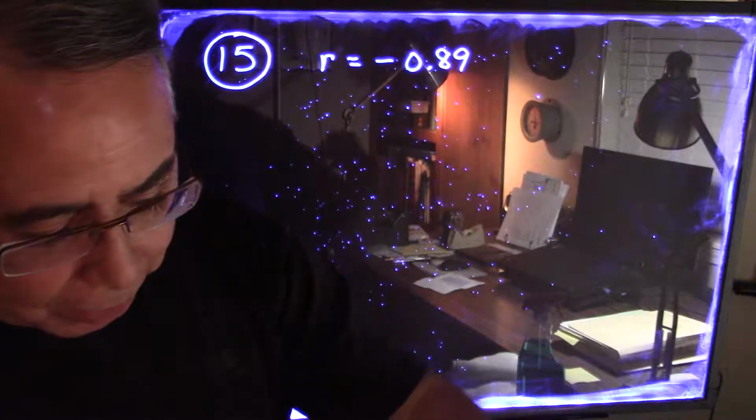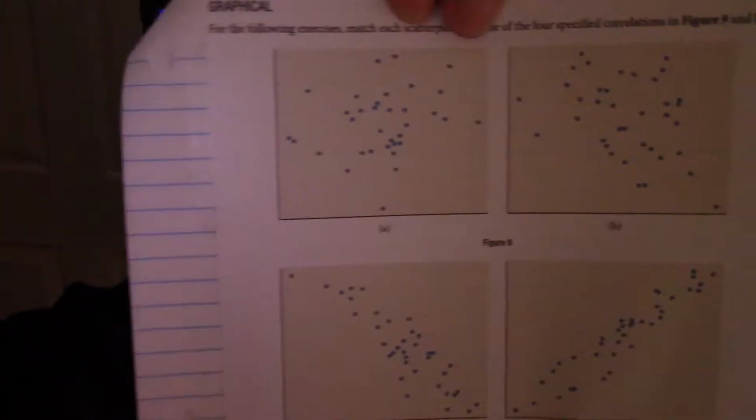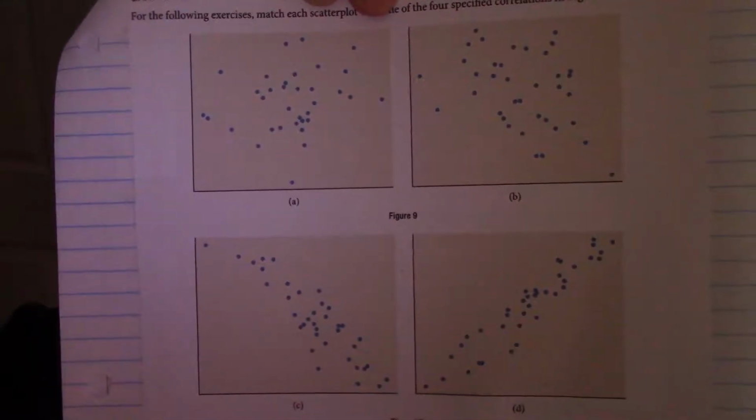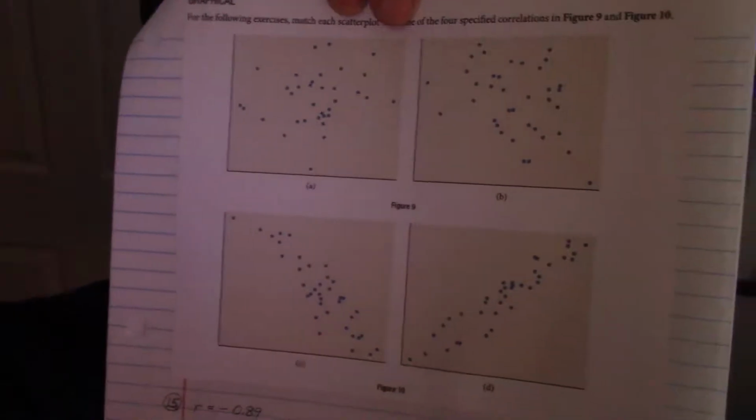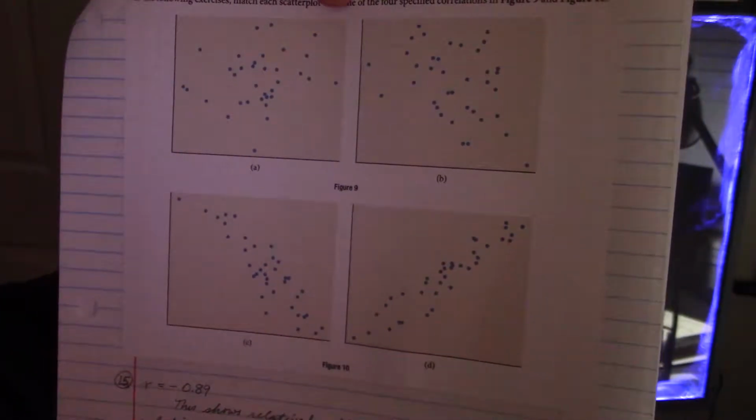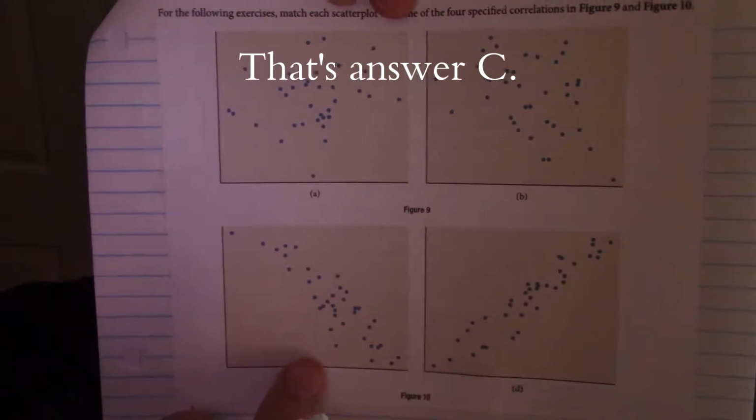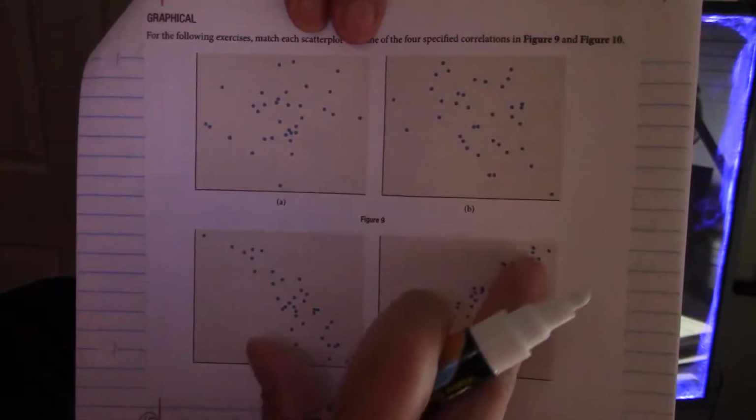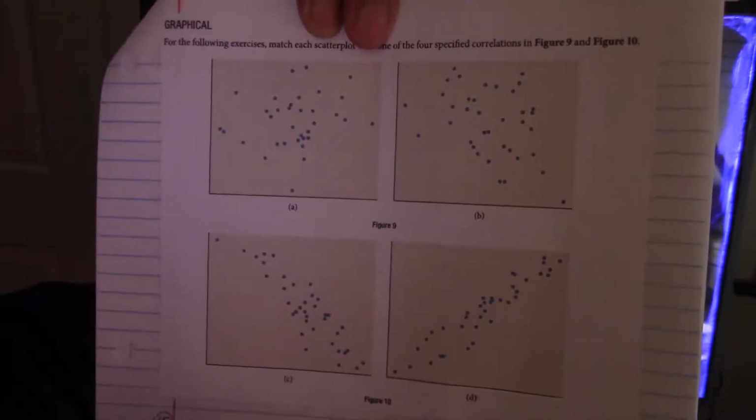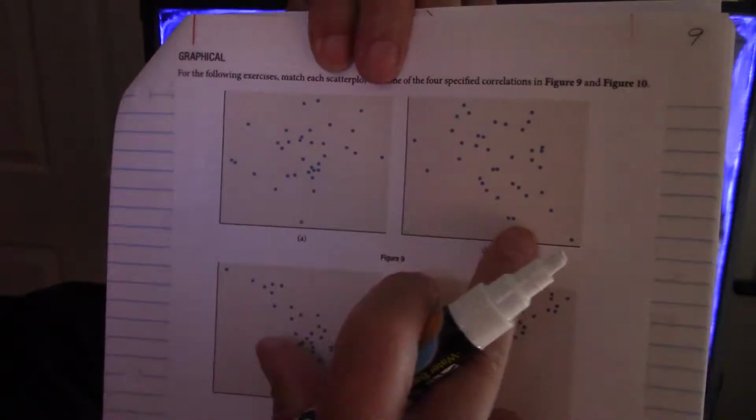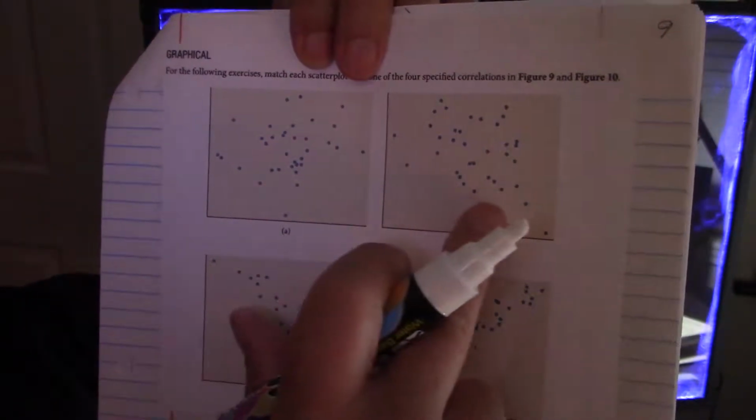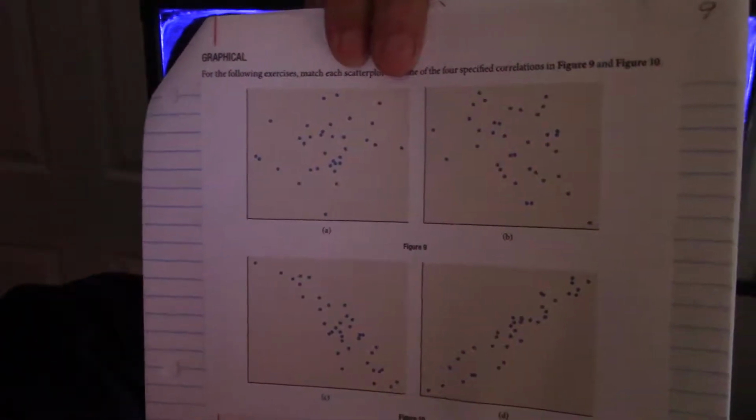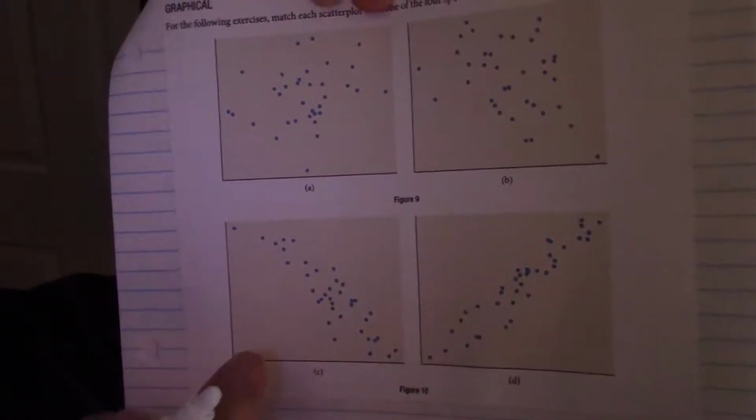Alright, so you're looking for data decreasing and pretty tightly together. So what do you think? Yeah, I would say it's that one there. Alright, this data here is increasing, so that should be a positive R, positive correlation coefficient. These two are pretty scattered. Alright, so I wouldn't expect that to be 0.89 as a correlation coefficient. Alright, so that would leave this one.